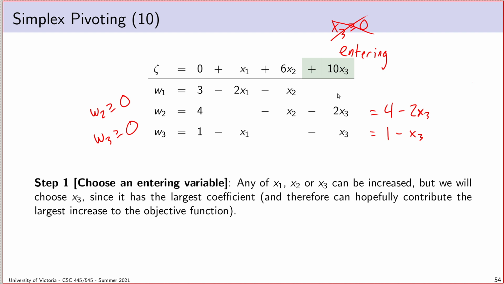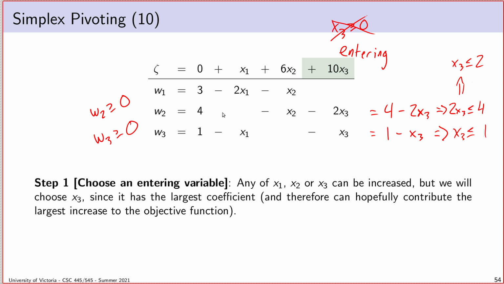Well, if I have to keep W2 and W3 non-negative, then that means that in the case of W2, 2x3 has to be less than or equal to 4. Because if 2x3 is bigger than 4, this expression goes negative, and I can't have that. Similarly, this is saying that x3 is less than or equal to 1, because if x3 is greater than 1, this goes negative, and then I've broken this constraint. Okay, so 2x3 less than or equal to 4 is the same as just saying x3 is less than or equal to 2.